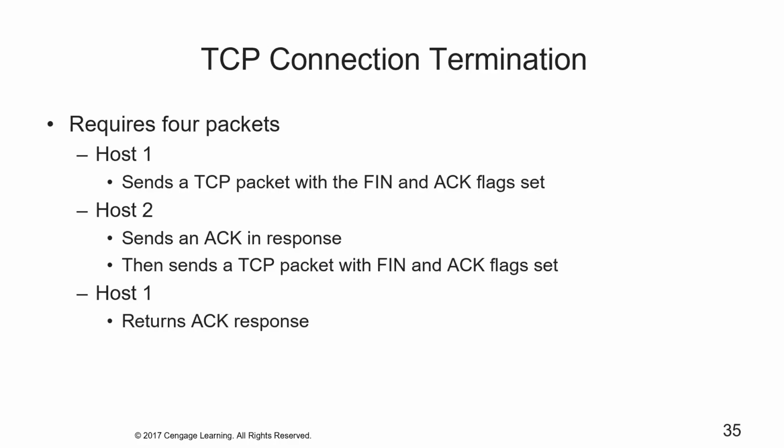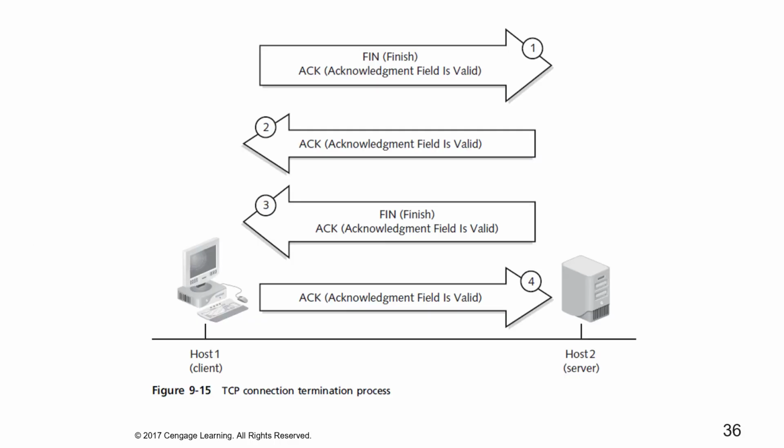So terminating a TCP connection requires 4 packets. Host 1 sends a TCP packet with the FIN and ACK flags. Host 2 will send an ACK in response. Then host 2 sends FIN and ACK, and then host 1 returns ACK. And here is an example and a diagram of that 4-step process.